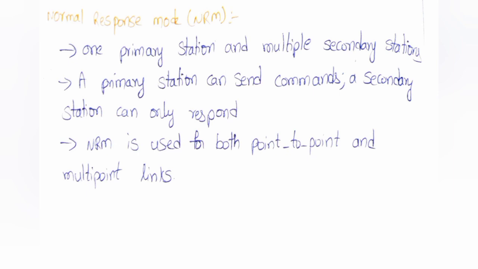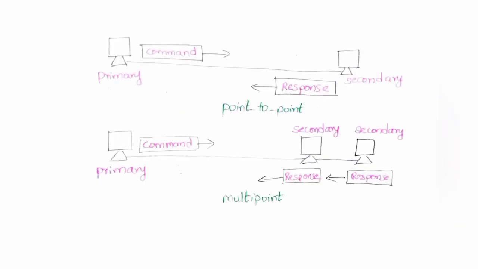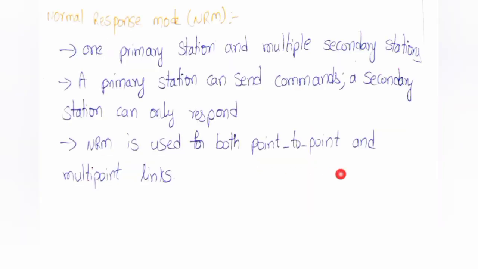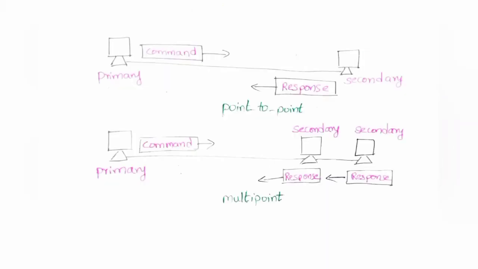So here we will see about the NRM in detail in the diagram. So we know that NRM supports both the point-to-point and multi-point links. So that's why there is a point-to-point and multi-point link established between the set of devices. In the point-to-point link, the link will be established only between two devices. So it connects two points, so point to point. Here the primary and secondary devices are communicating with each other such that the primary station can send the commands and the secondary station can only respond to that command.